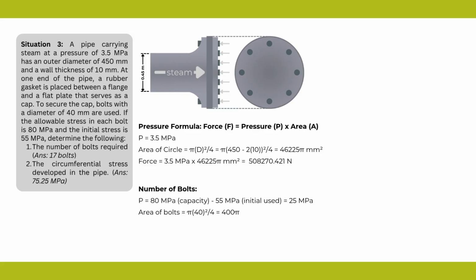Kaya naman, if we are to determine the multiple number of bolts required, multiply lang natin yung variable for number of bolts, which we can denote as n, to the force experienced per bolt, then equate to the actual force required by the equilibrium. Solving for n, we will get an answer of 16.19. Therefore, we actually need a number of 17 bolts to secure the cap onto the pipe.